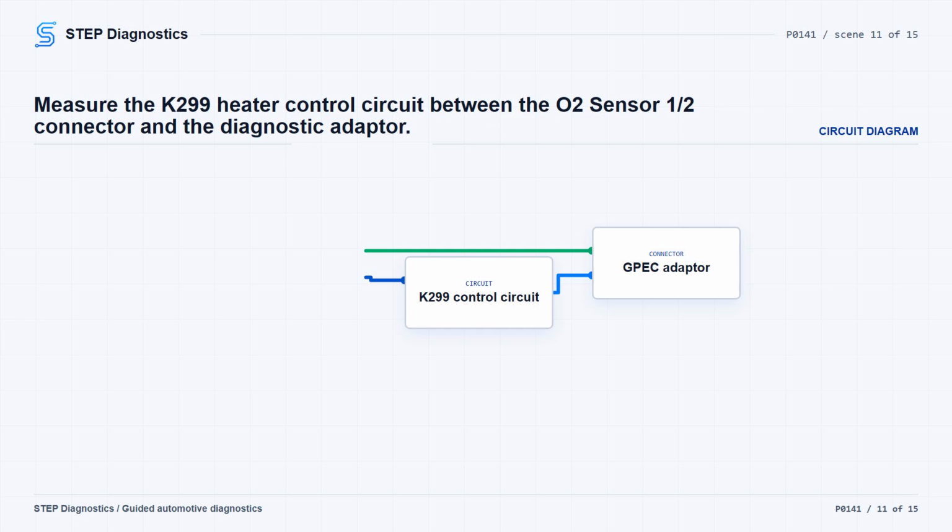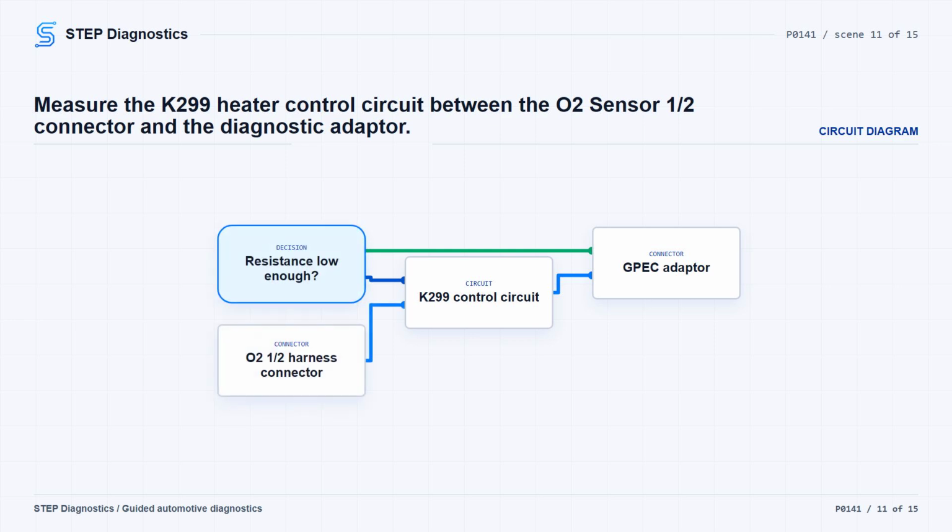If resistance is below 3.0 ohms, continue to the ground circuit. If resistance is not below 3.0 ohms, repair the K299 heater control circuit for an open or high resistance. Then verify the repair and confirm the code stays gone.